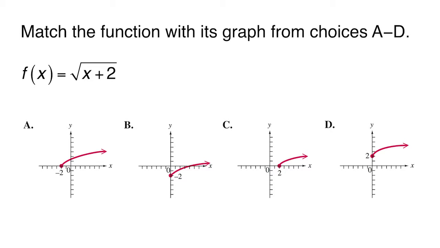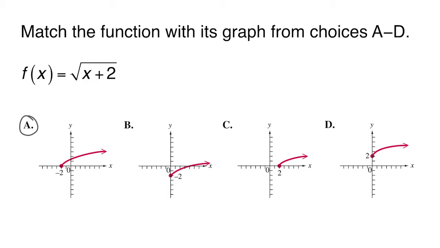We have f(x) equals the square root of x plus 2. Since we're adding 2 to the argument of the square root function, we will be looking for the graph that has the same general shape as the square root function, but is shifted 2 units to the left. That is the graph shown in choice A.